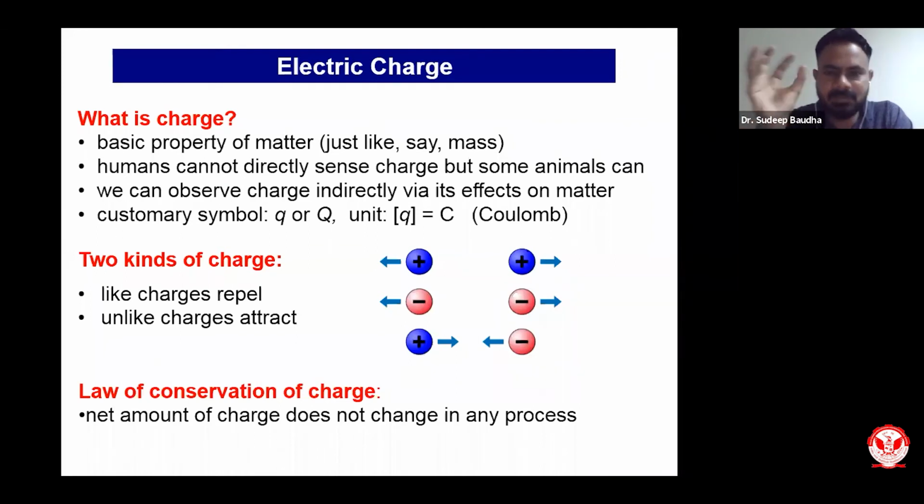The law of conservation of charge is very important. It says that the net amount of charge does not change in any process. Any process means any process. Whatever process you do for a particular system, the net amount of charge in that system will be constant, or balanced. Balanced and stable is an appropriate word to say, because balance means positive and negative are balanced.